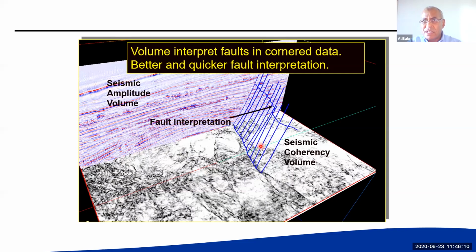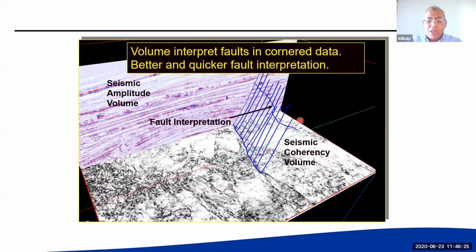So I never do my interpretation on the basis of inline, cross line, and the map view alone. This is wrong. We have to use the three-direction vision while doing interpretation to exactly check the fault plane.